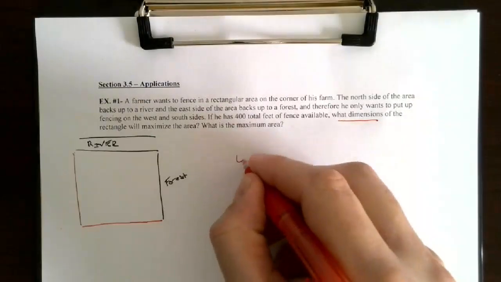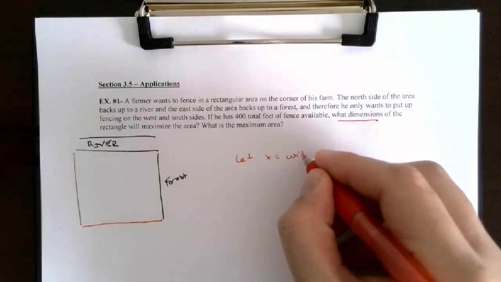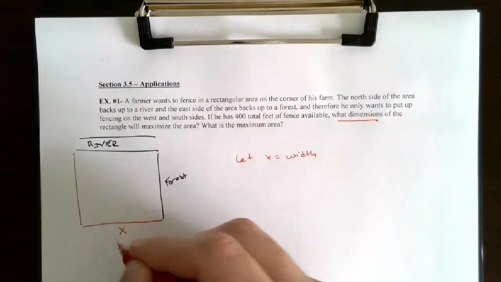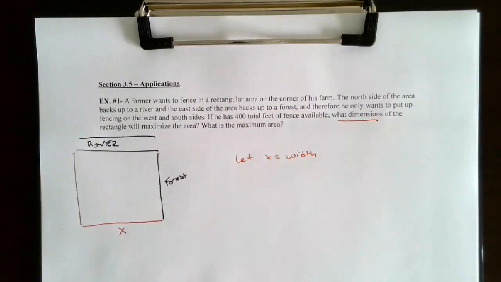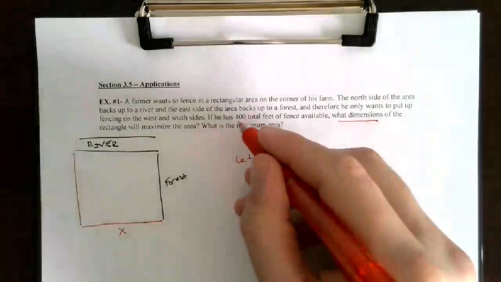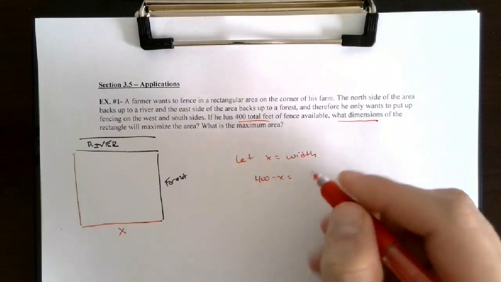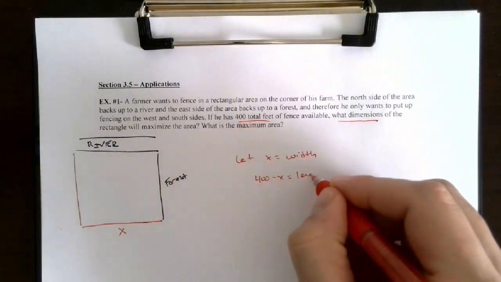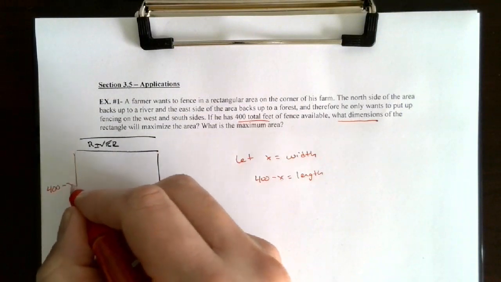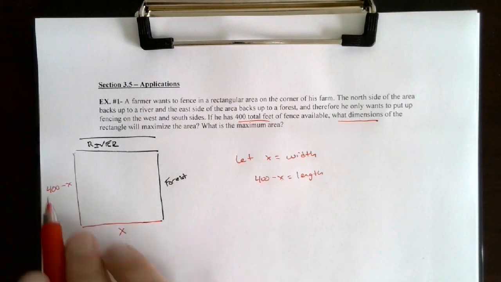So I'm going to start by just saying I'll let x equal the width, and so I'll just call it x here. Then how would I describe this remaining part of fence? Well, if there's 400 total feet of fence, then 400 minus x would equal the length there. So this side here would be 400 minus x, right? Because the total amount of fence you have minus however much you gave this part should be what's left over for over here.